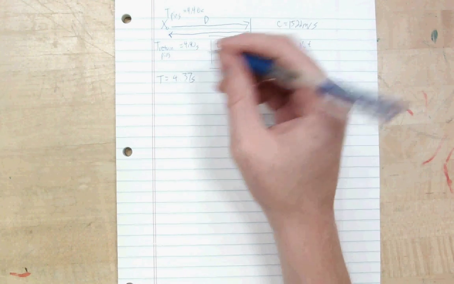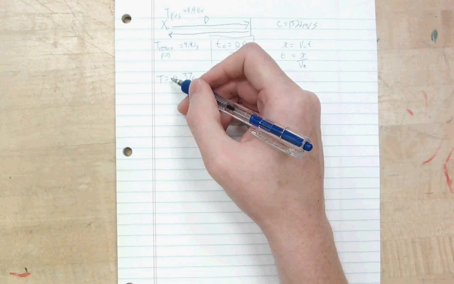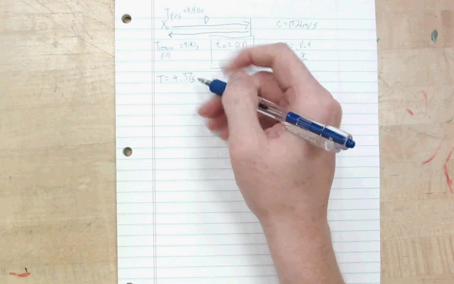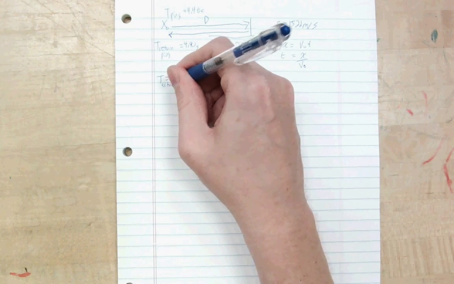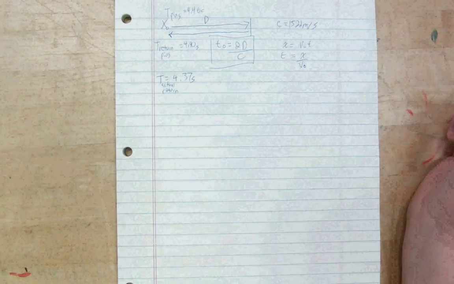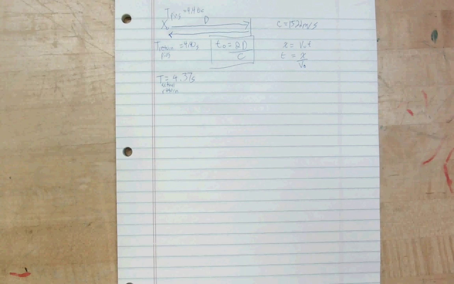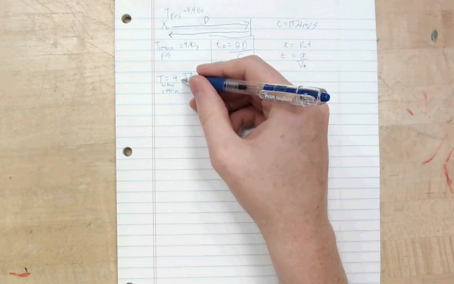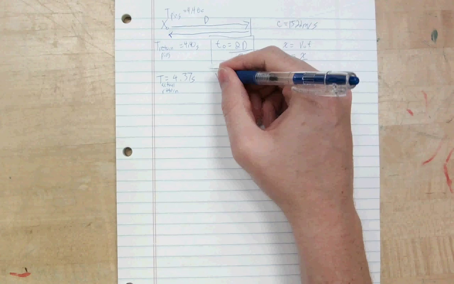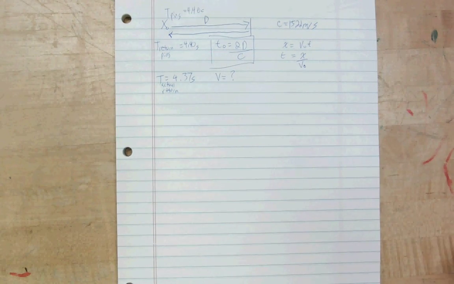So let's say we were getting a time between repetitions, or a period, of 4.37 seconds. So this is our actual return period. That's what would happen if we were moving at some speed. But not just some speed, this would happen for a very specific speed. So let's see if we can figure that out. We want to know what the submarine's speed is.